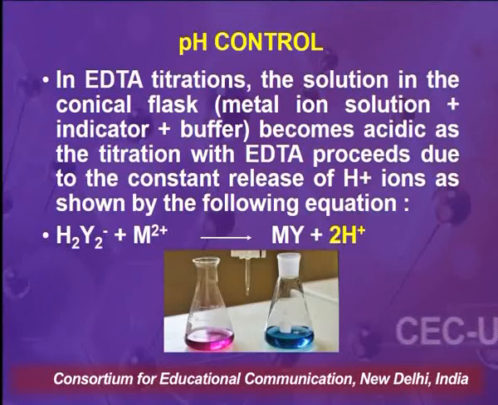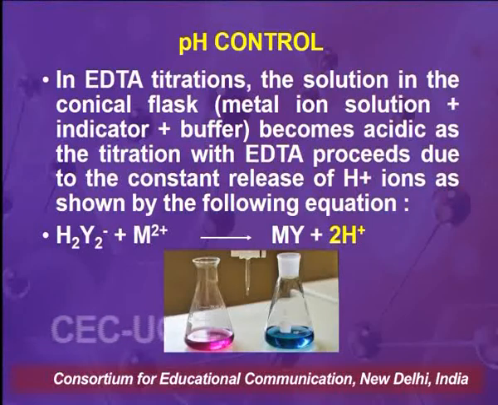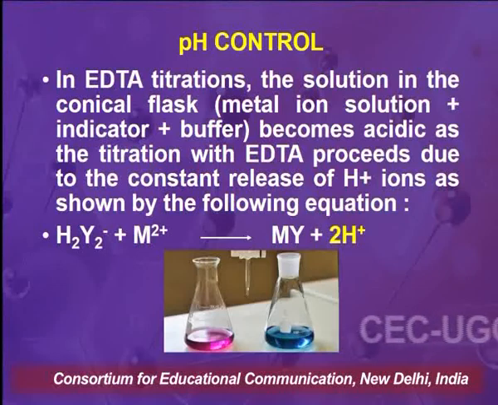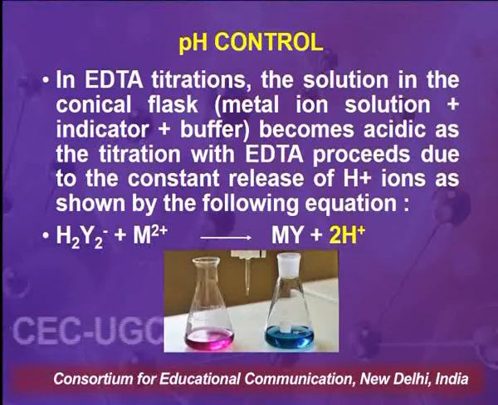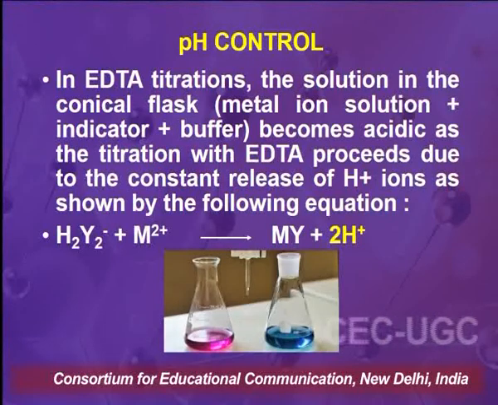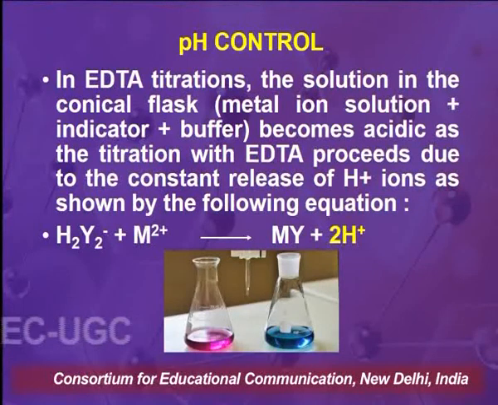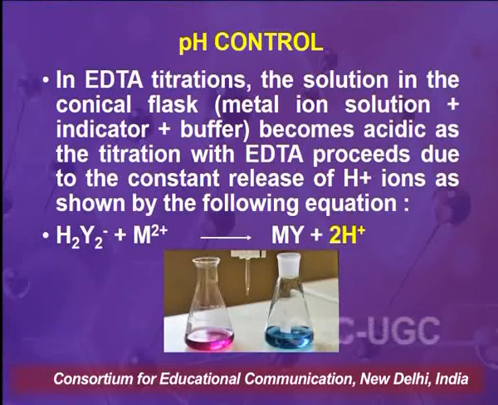So, in EDTA titrations, the solution in the conical flask, that is the metal ion solution, the metal which is to be estimated, along with the indicator and the buffer, becomes acidic as the titration with EDTA proceeds due to the constant release of H+ ions as shown by the following equation. The H2Y2- is the formula for EDTA, which has 2 dissociable protons.